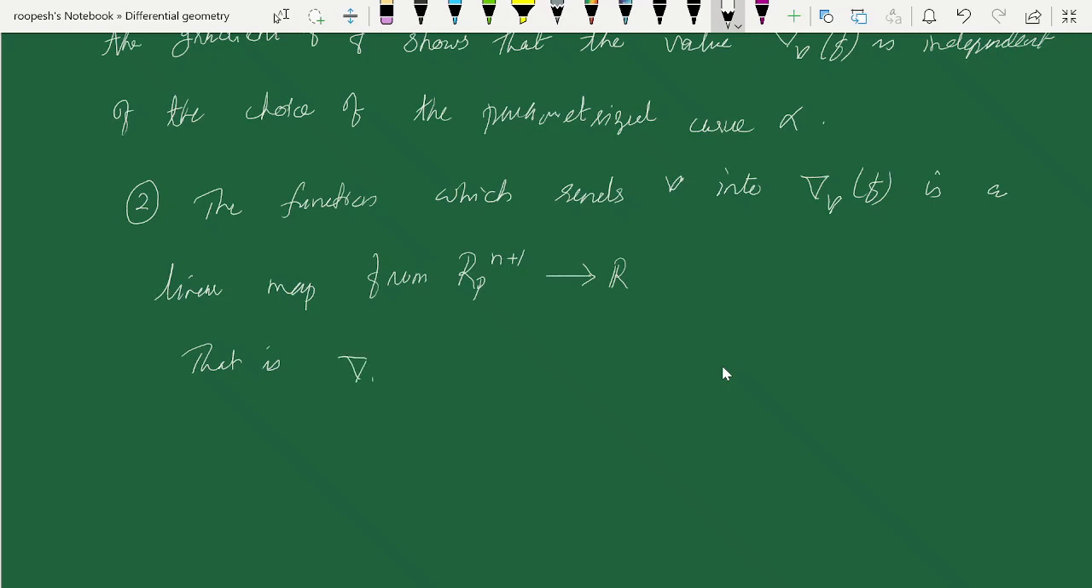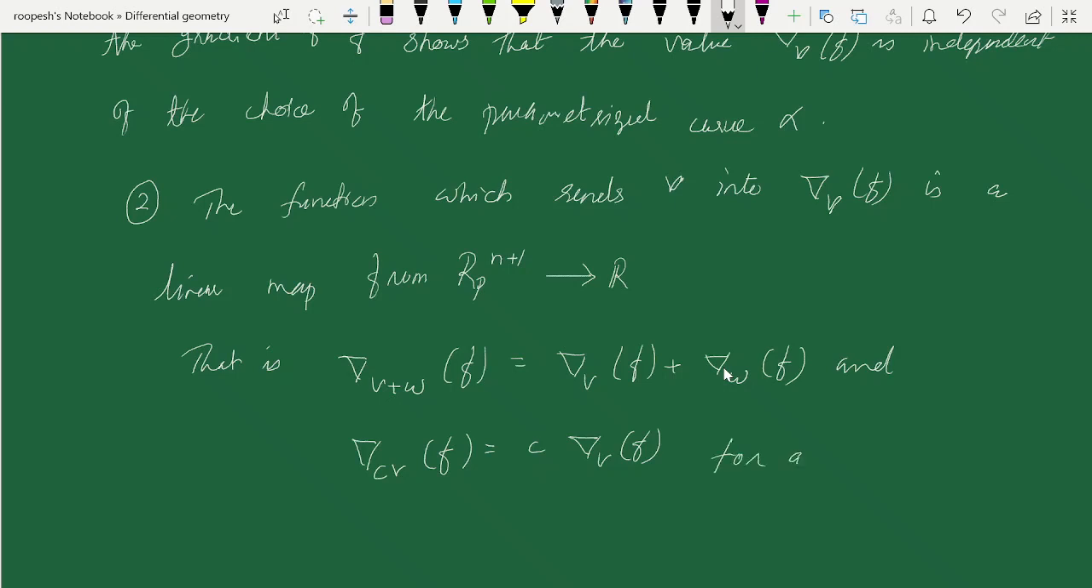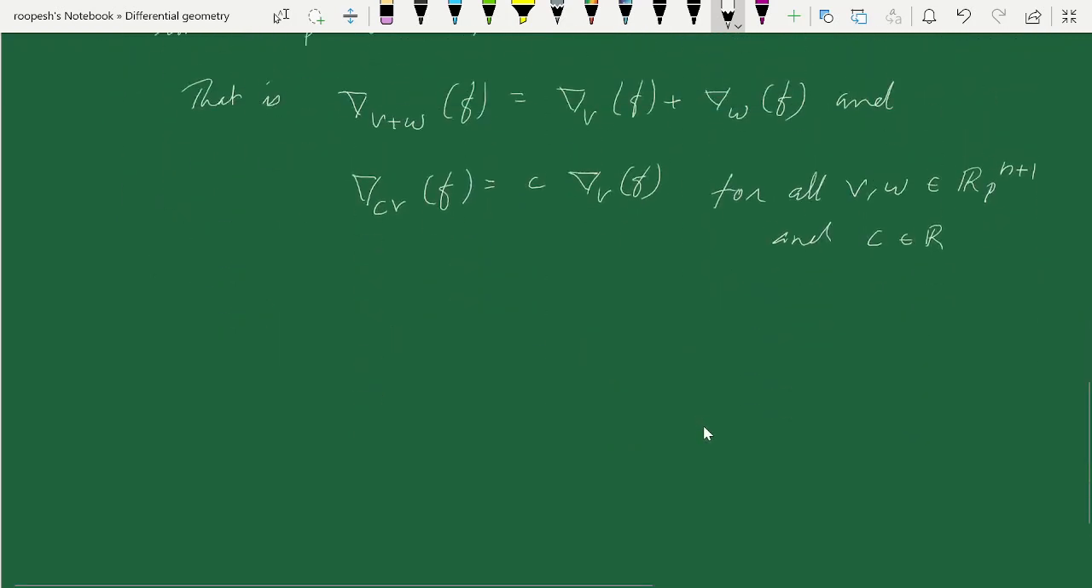That is, del (v plus w) of f should be equal to del v of f plus del w of f, and del (cv) of f is equal to c times del v of f, for all v, w belonging to R^(n+1) and c belonging to R. So we want to prove that this is linear.